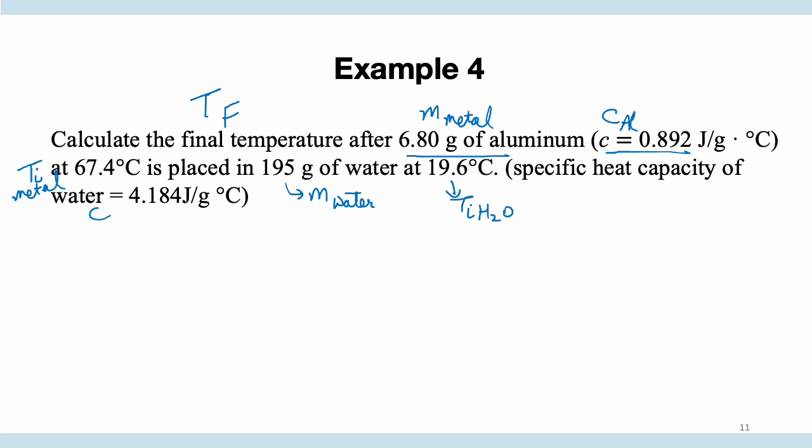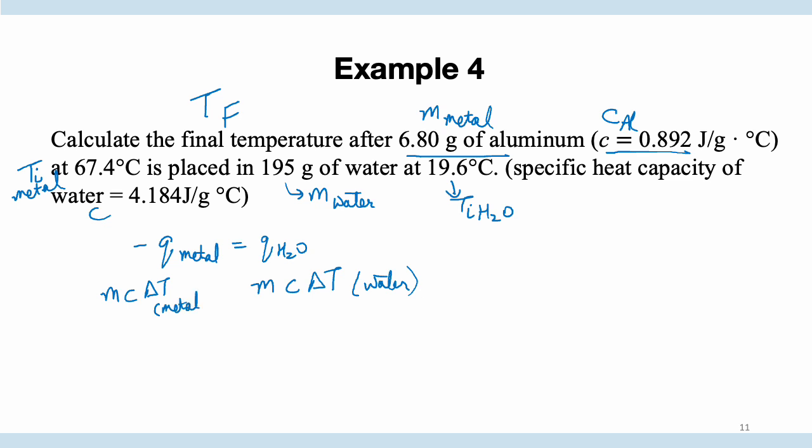Okay, so how can we calculate this? Same approach. Q of metal loses, so negative, equals to Q of water. You put M, C, delta T all for water on this side and M, C, delta T all for metal on the left side. And this is negative. And again, in this case, your delta T will be your final minus initial. So in this case, it would be T final minus 67.4. And plug in the mass, plug in the C.